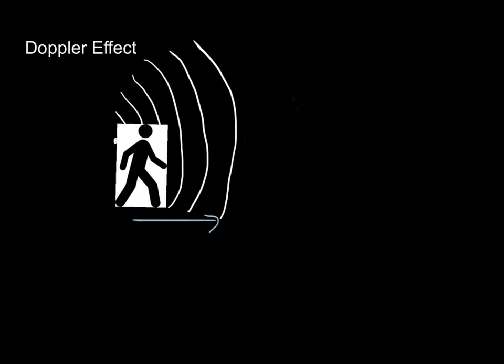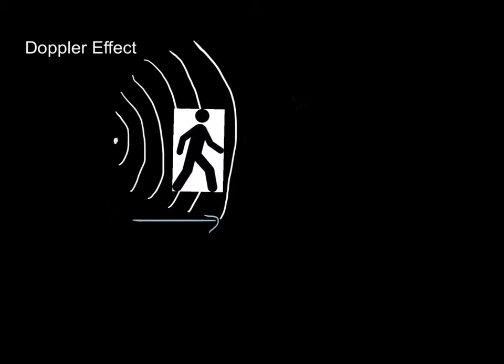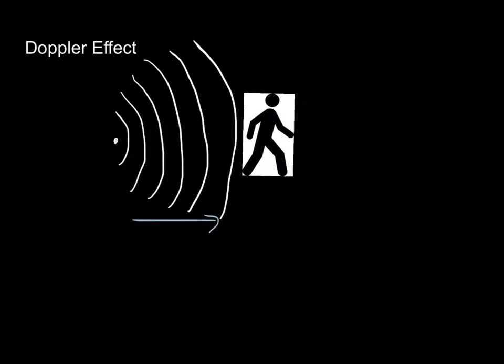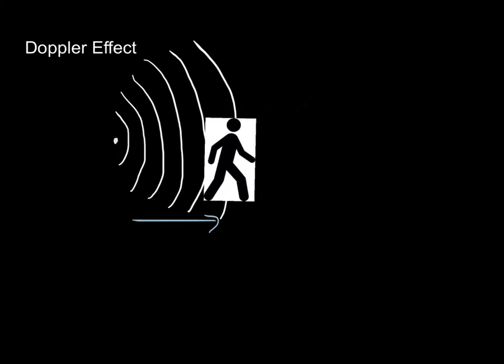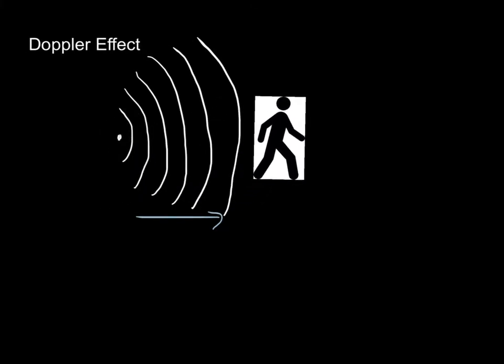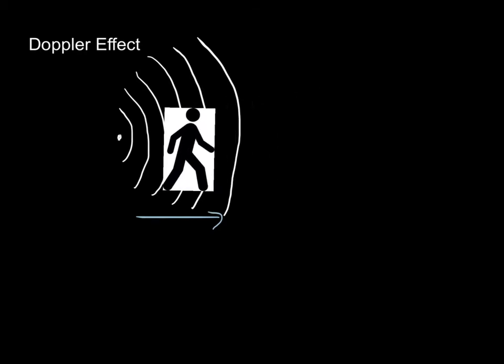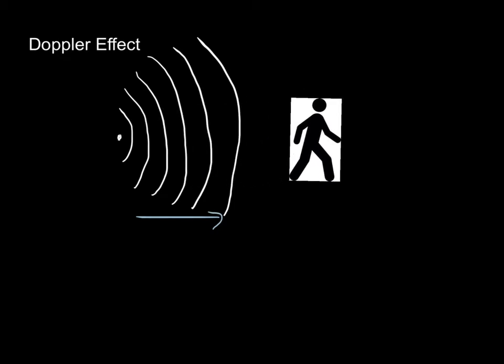On the other hand, if you're moving away and the waves are moving the same direction as you, you're going to encounter these wave crests at a slower rate than you would if you were just standing still. And because you're going to encounter them at a slower rate, that's a lower frequency. So you're going to hear lower frequency as things move away. The thing to remember with Doppler effect is as things move towards you, you get a higher frequency. As things move away from each other, you get a lower frequency.